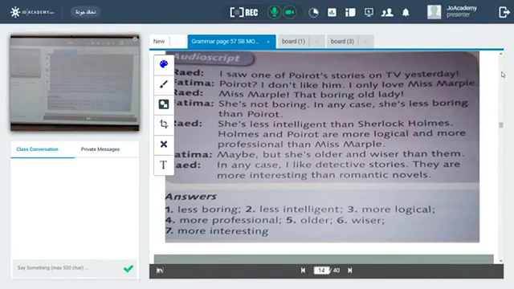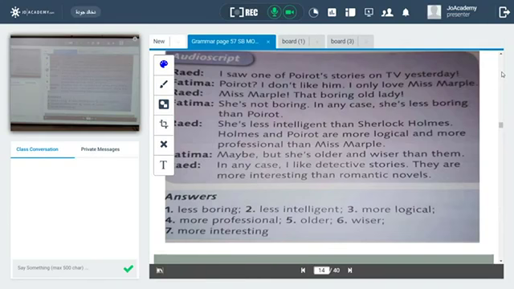I saw one of Poirot's stories on TV yesterday. Poirot? I don't like him. I only love Miss Marple. Miss Marple? That boring old lady. She's not boring. In any case, she's less boring than Poirot.